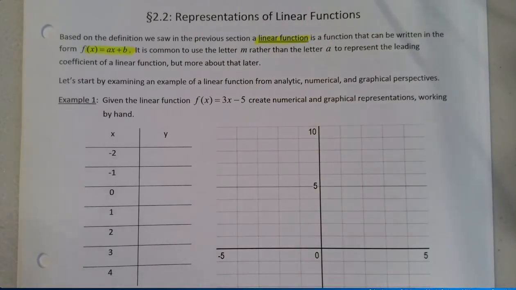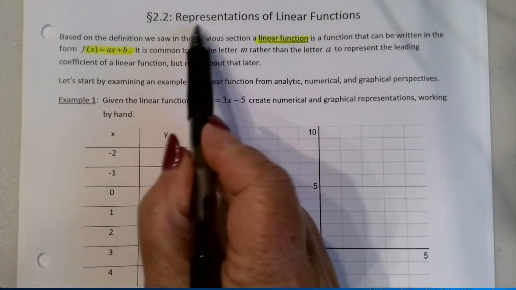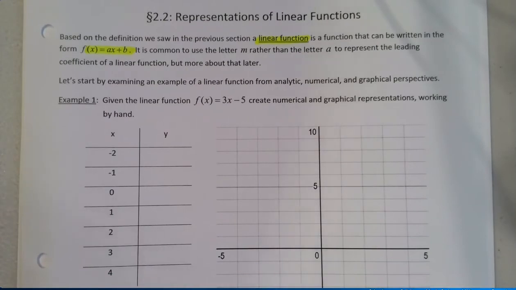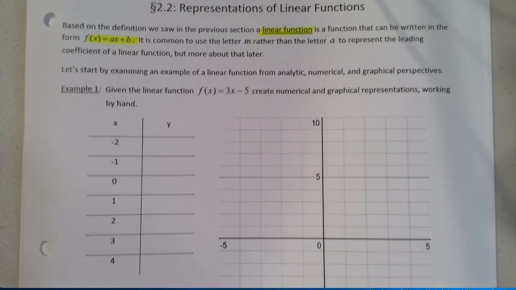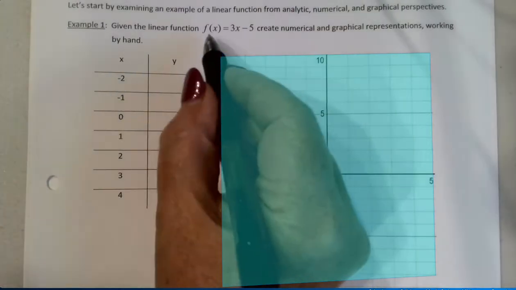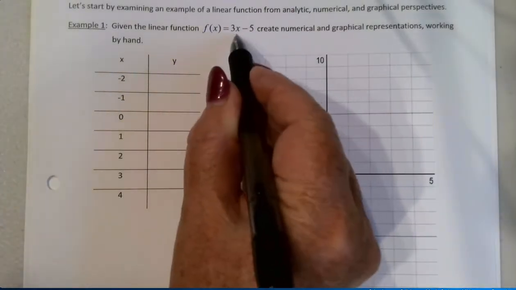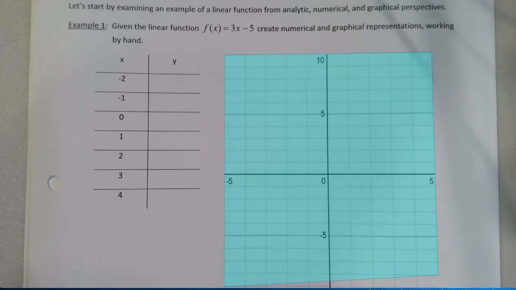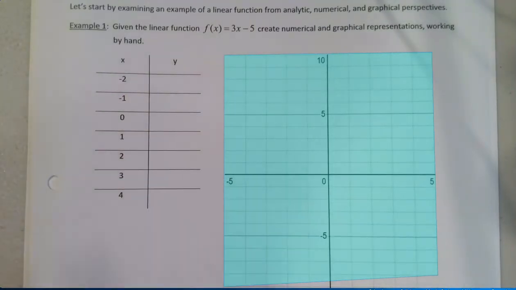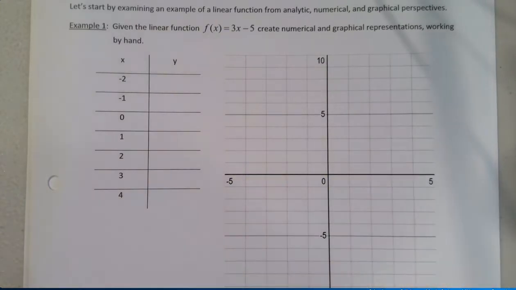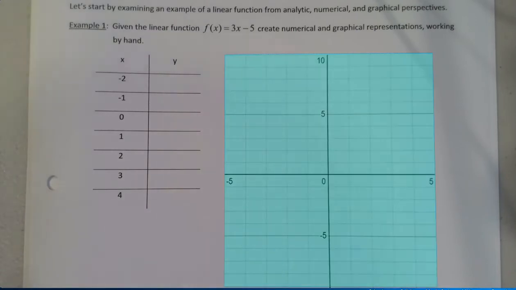All right, so I want to start talking about different representations of linear functions: analytic, numerical, and graphical. We'll be doing that every time we start talking about a new function family. So in example 1, I have a specific analytic linear function, f(x) = 3x - 5. We're going to create the numerical table of values, and we're also going to create the graph. And at least for this first one, I'd like to do it by hand. I feel like getting yourself into the problem and thinking it through by hand the first time helps us to understand. So let's do that.